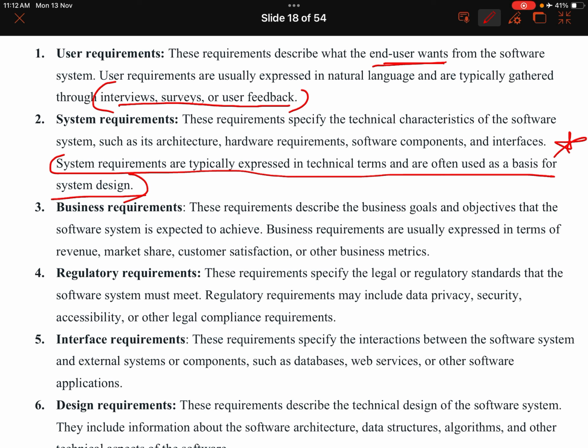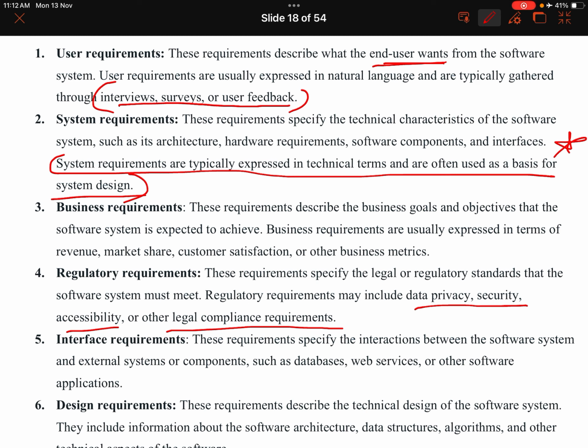Business requirements. These requirements describe the business goals and objectives that the software system is expected to achieve. Business requirements are usually expressed in terms of revenue, market share, customer satisfaction or other business metrics. Regulatory requirements. These requirements specify the legal or regulatory standards that the software must meet. Regulatory requirements may include data privacy, security, accessibility or other legal compliance requirements.